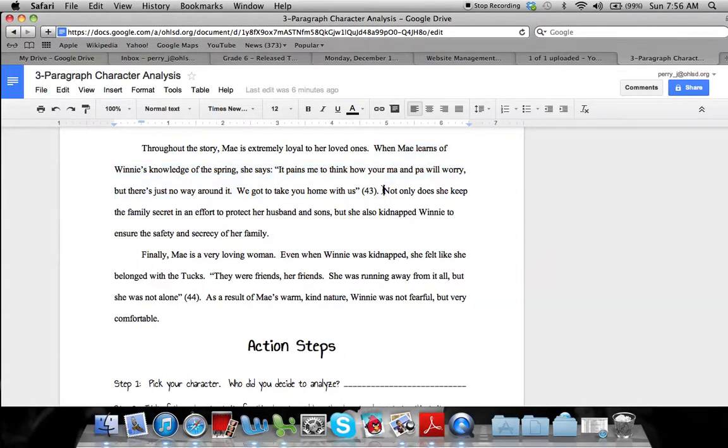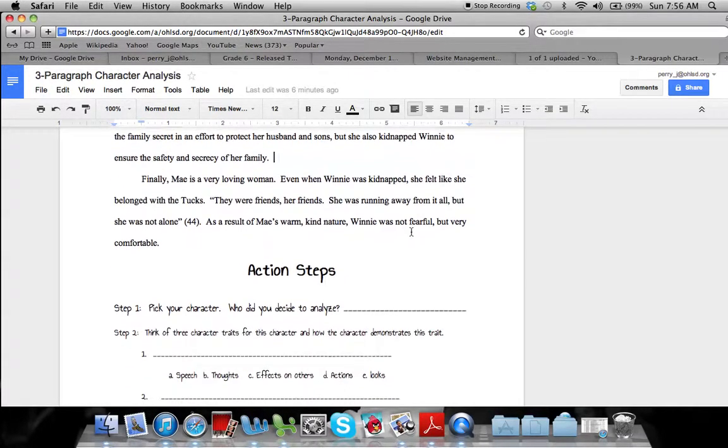I have to explain my evidence now. Not only does she keep the family secret in an effort to protect her husband and sons, but she also kidnapped Winnie to ensure the safety and secrecy of her family. My final paragraph, I used effects on others to prove that May is a loving woman. So here, in my first sentence, I make my claim. May is a very loving woman. Loving is that third character trait that I'm mentioning. Now I have to prove it.